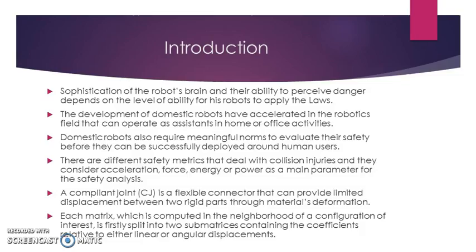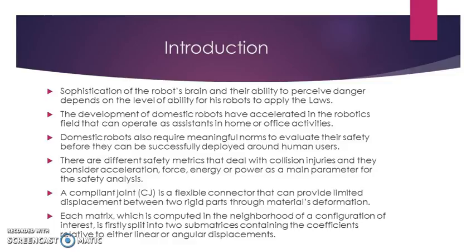For the introduction part, the sophistication of robot brains and their ability to perceive danger depends on the level of ability for these robots to apply the laws. The development of domestic robots has accelerated in the robotics field, as they can operate as assistants in home or office activities. Domestic robots also require meaningful norms to evaluate their safety before they can be successfully deployed around human users.